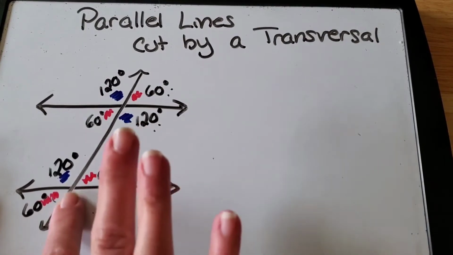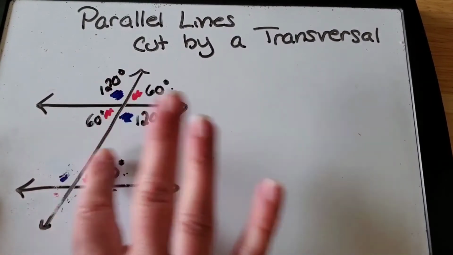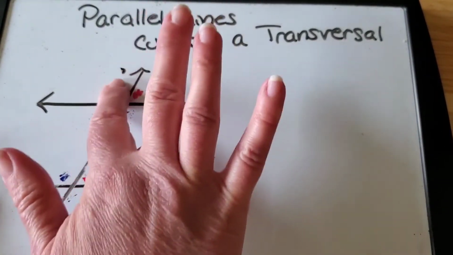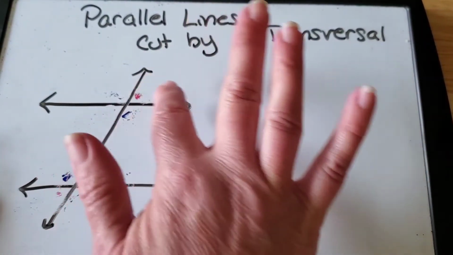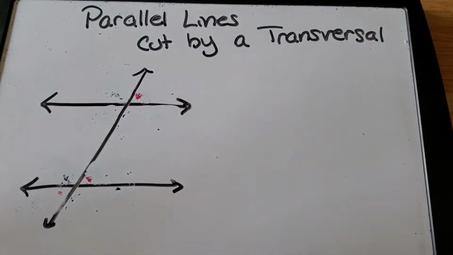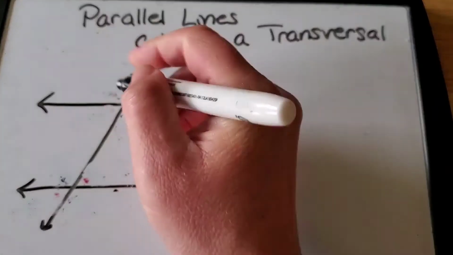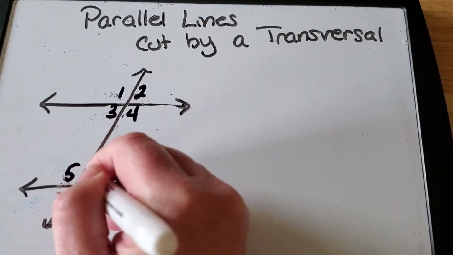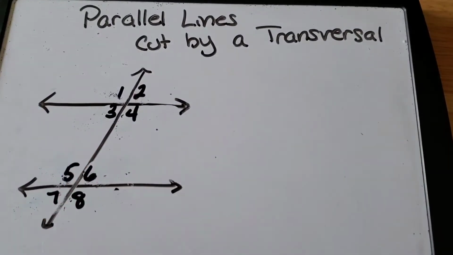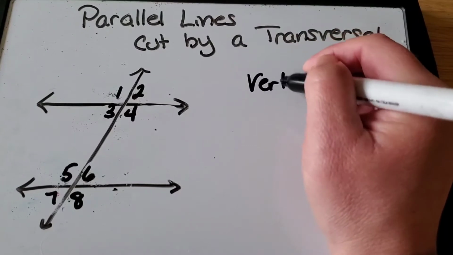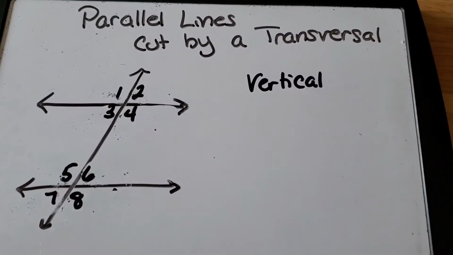Now, let's say, I forgot my paper towel. Use my fingers here. Let's number these angles, and let's see how you do with the terminology. If I number this 1, 2, 3, 4, 5, 6, 7, and 8, and I ask you to name some vertical angles, pause the video, write down some vertical angles.